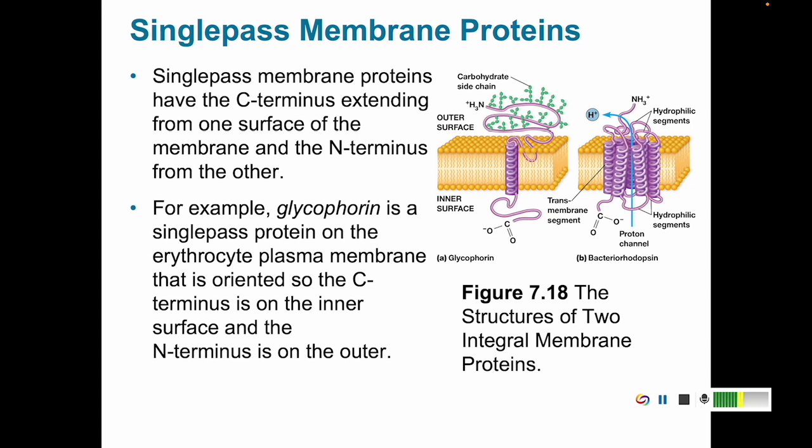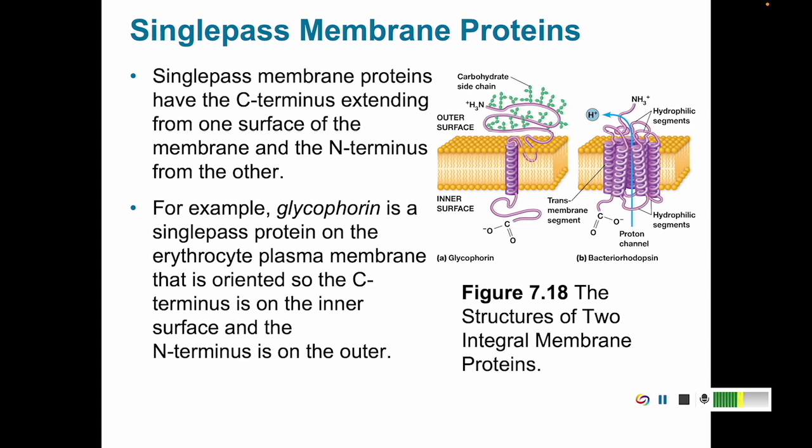Single pass membrane proteins will have the C terminus of the protein extending on one side of the surface and the N terminus on the other. Although it doesn't have to be this side intracellular and that side extracellular. For this protein, it'll have this arrangement. For another protein, it might be C terminus outside, N terminus inside. So each protein is going to have a specific arrangement, but that doesn't mean it is going to be the same way for every single protein.